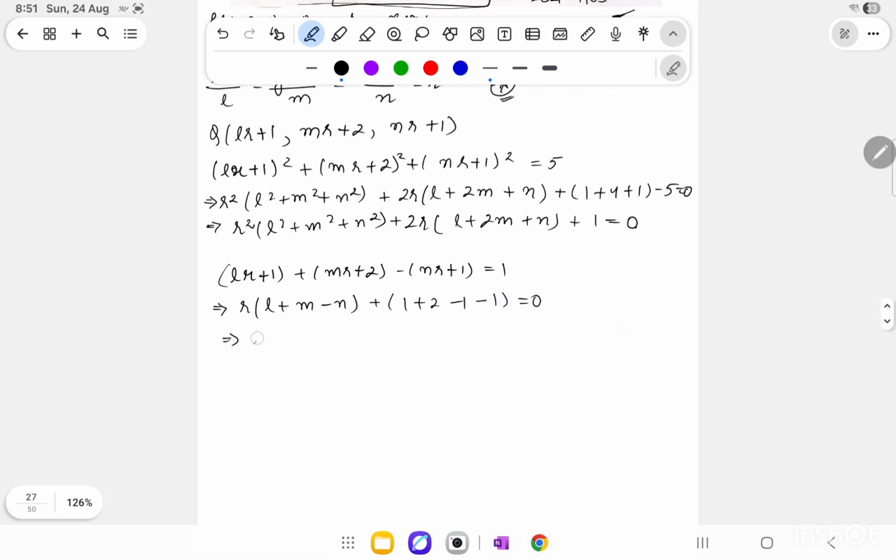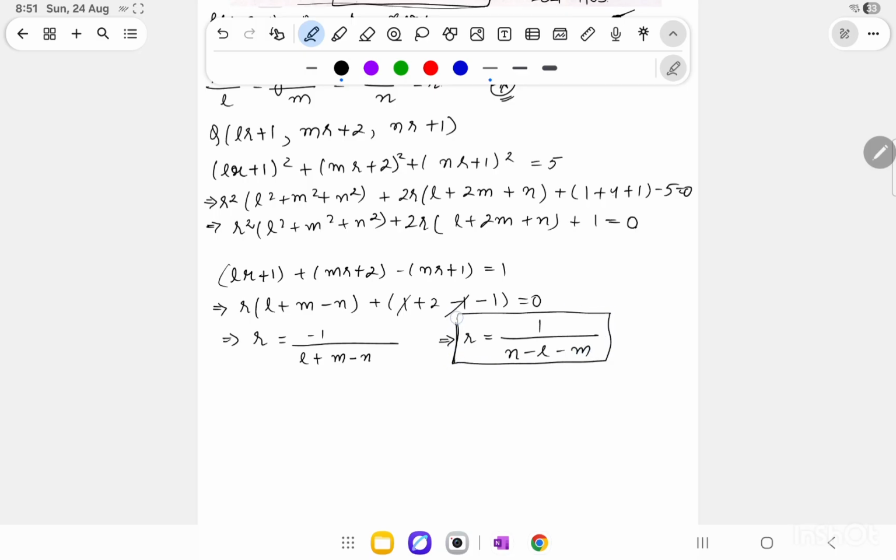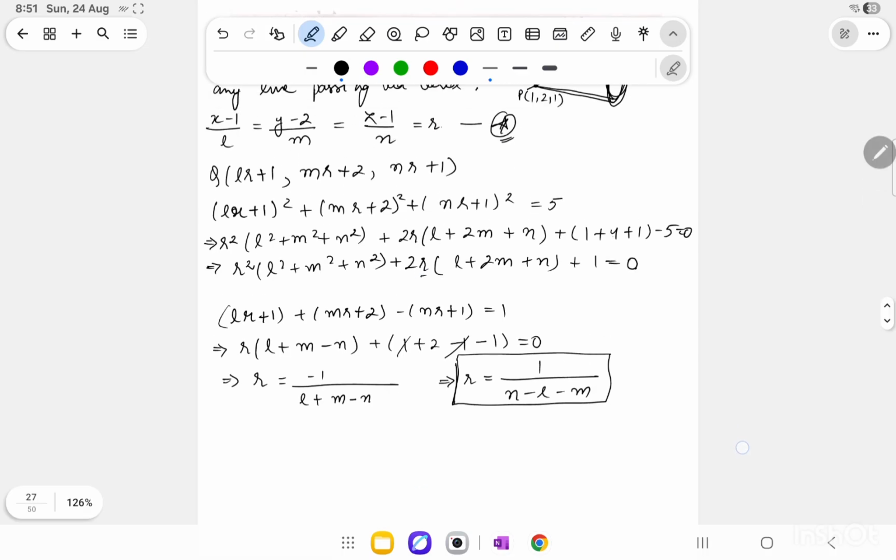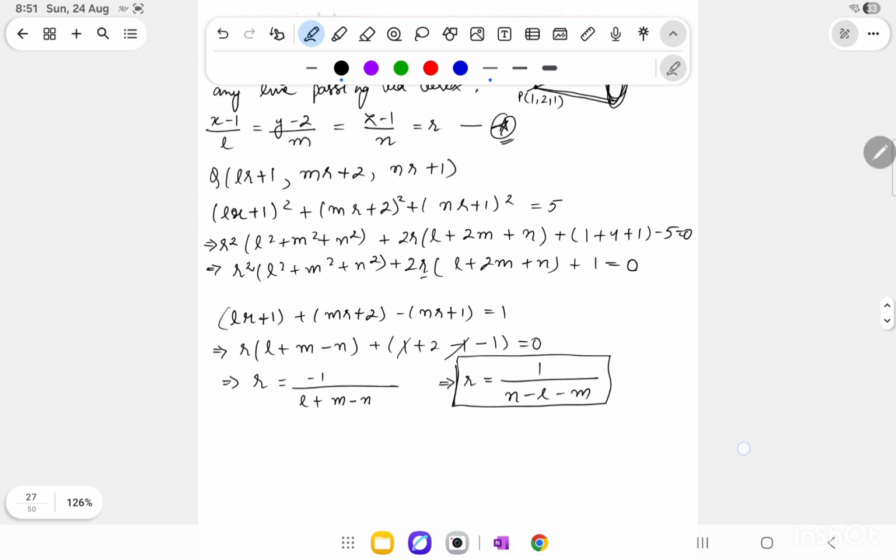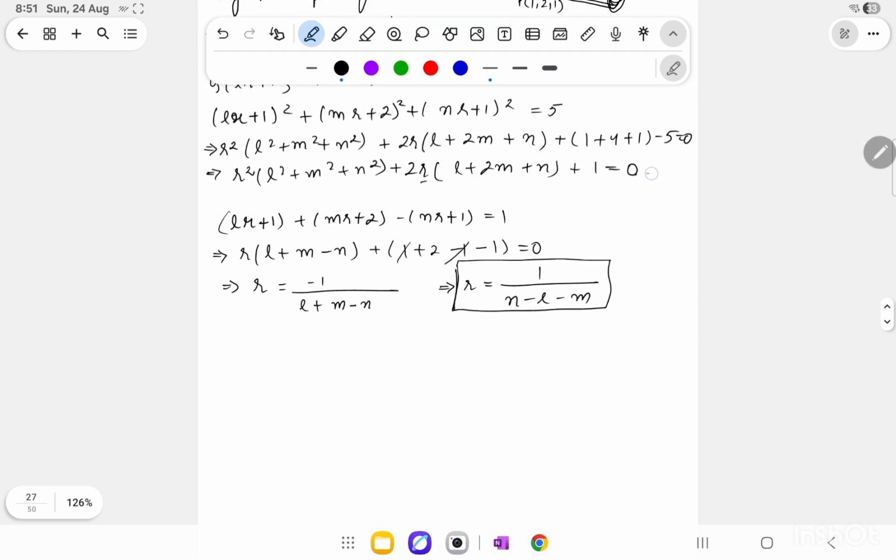So we'll get R as minus 1 upon L plus M minus N. So from here I'll get my R as 1 upon N minus L minus M. So this is my R. Basically we're supposed to eliminate this R to find out the equation of plane. So what I can do is I can just substitute value of this R in star 2.